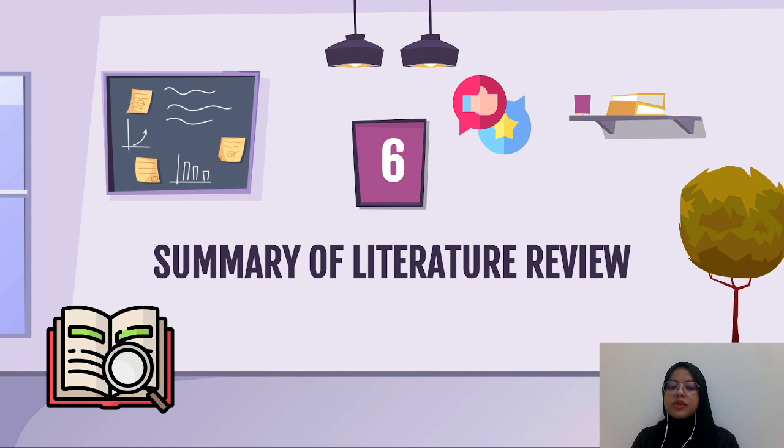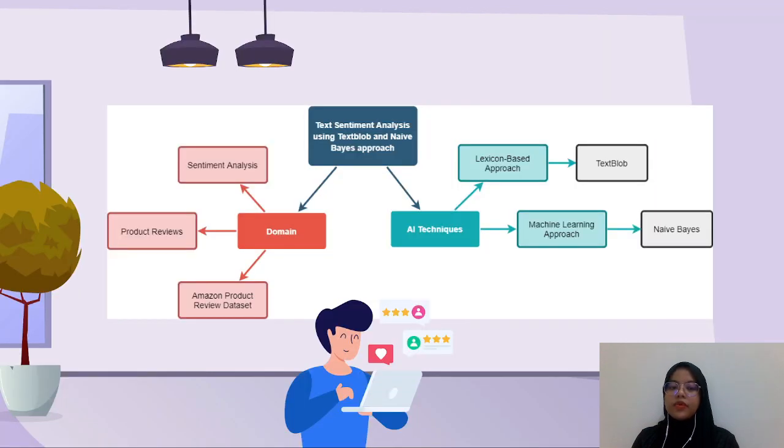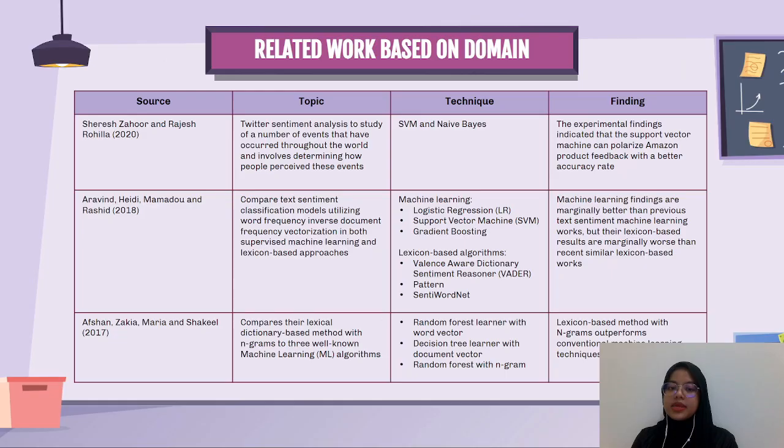Next, we will discuss the summary of literature review. So the domain in this project is sentiment analysis, product review, and Amazon product review dataset. And the AI technique used in this project is lexicon-based approach, which is TextBlob, and machine learning approach, which is Naive Bayes. So for the related work based on domain, the first one is from Shari Zahor and Rajesh Warhila.